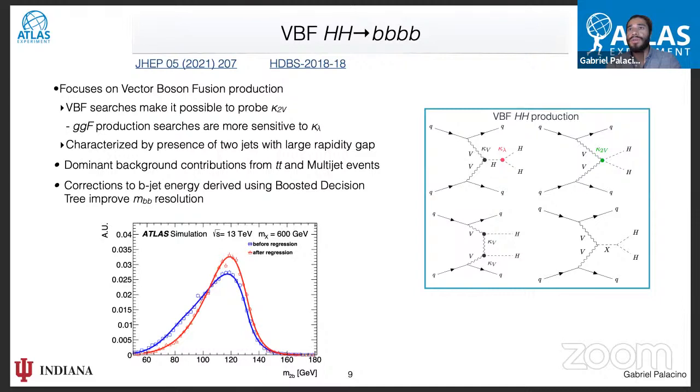Because of the very large multi-jet multiplicity in this event, you have two main dominating backgrounds, and these are the multi-jet and all-hadronic ttbar events. And there's been one very nice improvement to how this analysis is done, and that is that the energy of the B jets is corrected using a boosted decision tree that was developed. And this results in a very nicely improved mBB resolution. And this is very important for this analysis because what you end up building here is pairs of B jets that would give you Higgs candidates. And this is what we're going to see in the next slide.